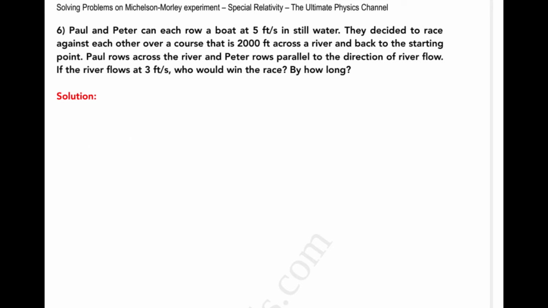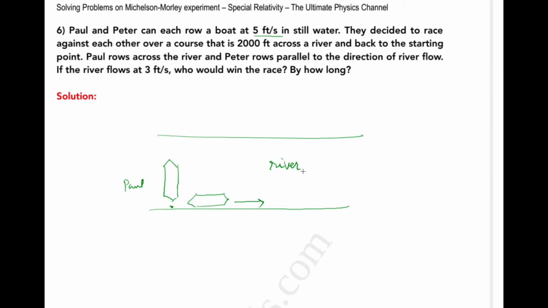You have a river that is flowing, and Paul and Peter are taking 2 boats, a boat for each, and they want to row, and their capability is 5 feet per second in still water. Let us say Paul goes in this direction with his boat, and let us say he starts from this point. Let us say Peter starts from the same point but goes along the river current, and the river is flowing in this direction with velocity v, which is given as 3 feet per second.